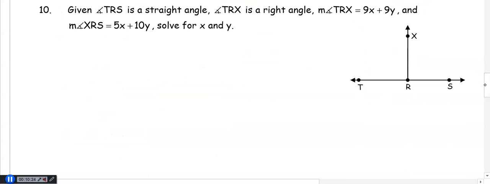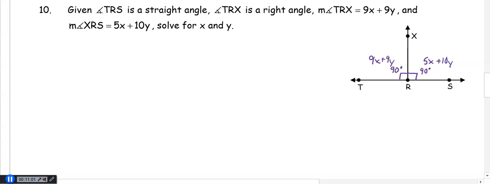In number 10, given that TRS is a straight angle and TRX is a right angle, the measurement of TRX equals 9x plus 9y and XRS equals 5x plus 10y. Solve for x and y. So I'm going to label my diagram. I know that this is a right angle, that's 90 degrees, which means this side is also 90 degrees. I was also given that TRX is 9x plus 9y, and that XRS is 5x plus 10y.